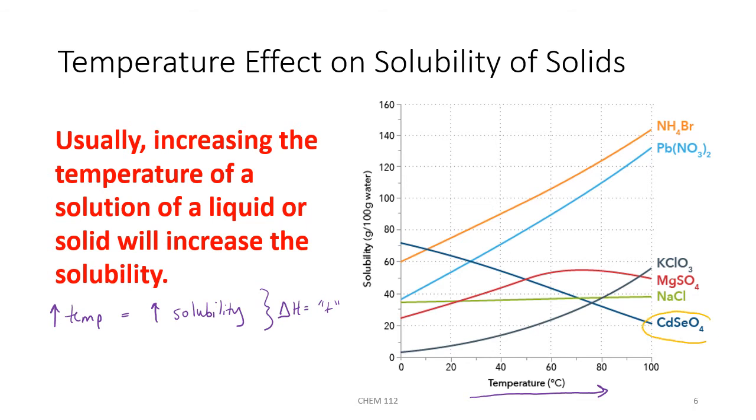Here's an example where solubility decreases as we increase temperature. So for this solution formation, the enthalpy must be a negative value, or it must be an exothermic process. That would explain why as we increase the temperature, the solubility decreases, because we're not favoring solution formation anymore. But as a general rule of thumb, we can say that increase in temperature usually equals an increase in solubility when you're dissolving a solid or a liquid in another liquid.